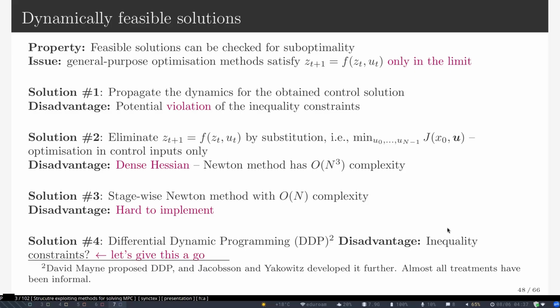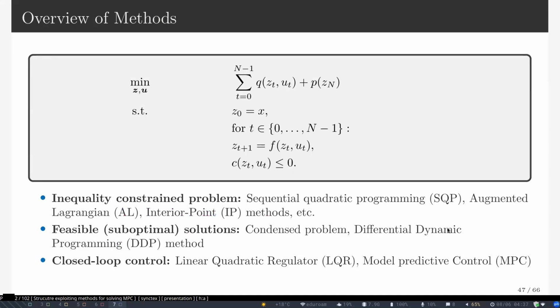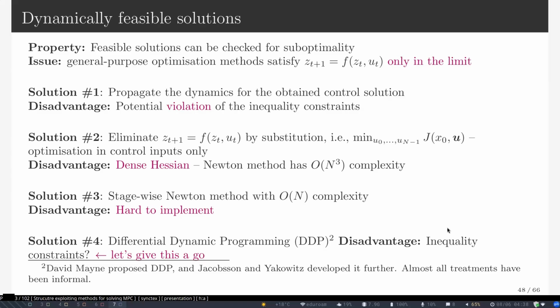Okay, so there are different ways to get around it. We can propagate the dynamics for the obtained control solution. So we can get a solution, get the inputs, and then not use the state solutions that we got, and just propagate the inputs through the dynamics. There's no guarantee that the states that come out of this satisfy the constraints anyway. It's a bit silly. The other way is to eliminate these variables by substitution.